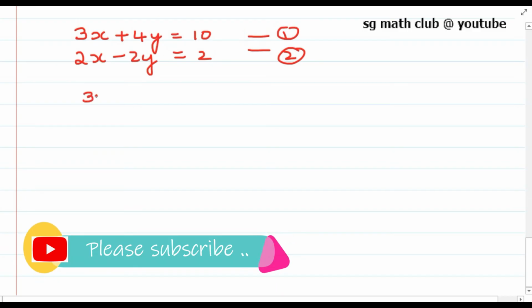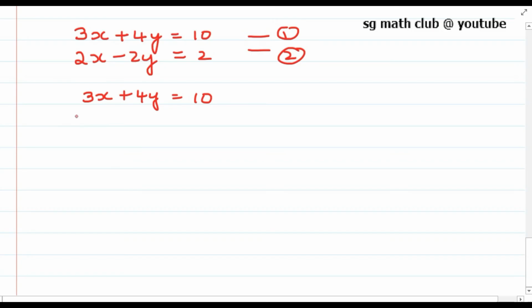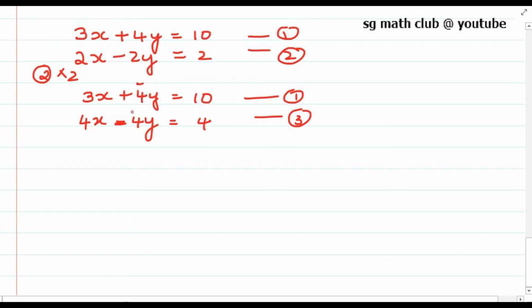So the first equation is like this, 3x plus 4y equal to 10, that I am not going to change. The second equation, I am going to multiply throughout with 2. So if I multiply the second equation throughout with 2, I will have 2 2s are 4x minus 4y equal to 4. So this is my first equation as such. This is my third equation. Now just see, this has the same coefficient, 4 and 4.